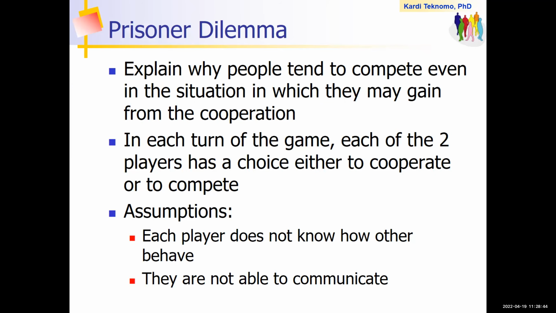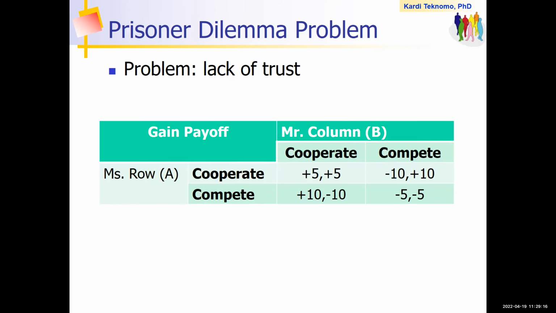Okay, so the prisoner dilemma game is basically about compete or cooperate. Deny and confess a while ago is actually compete or cooperate, right? So in each round of the game, each of the two players has a choice either to cooperate or to compete. Again, the assumption here is that each player does not know how the other behaves and they are not able to communicate. So the problem with the prisoner dilemma is actually lack of trust.